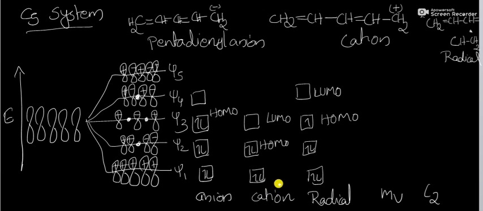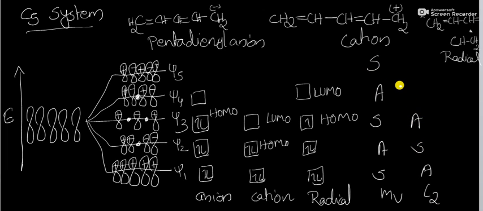Then what about the vertical mirror plane symmetry and C2 axis of rotation? In the case of Psi1, the vertical mirror plane is symmetric, Psi2 anti-symmetric, Psi3 symmetric, Psi4 anti-symmetric, Psi5 symmetric. Then what about the C2 axis of rotation? In the case of Psi1 anti-symmetric, Psi2 symmetric, Psi3 anti-symmetric, Psi4 symmetric, Psi5 anti-symmetric. That's about the C2 axis of rotation in the C5 system.